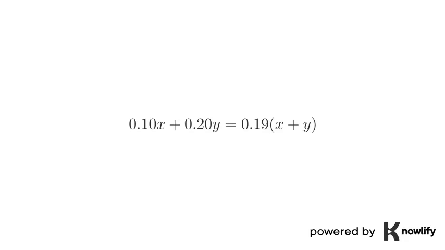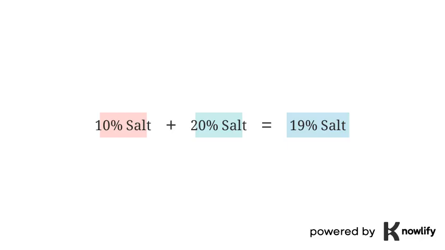0.10x + 0.20y = 0.19(x + y). This equation represents the core relationship. The total amount of salt from the first solution plus the total amount of salt from the second solution must equal the total amount of salt in the final mixture. Our first step is to expand the right side of the equation.